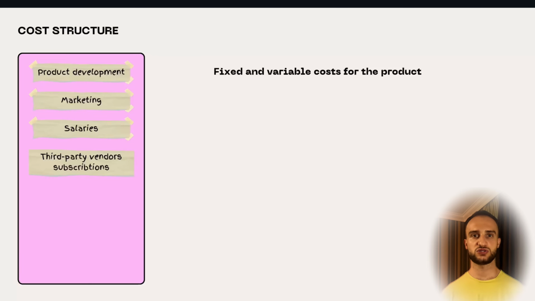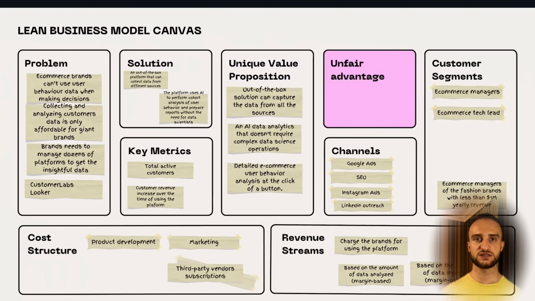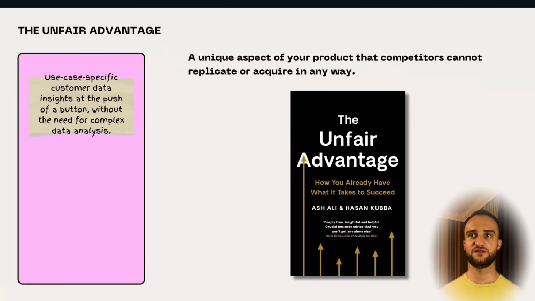So after we have cost structure defined, let's finalize our business model with Unfair Advantage. And we can talk a lot about Unfair Advantage, but I do not want to make this video very long. I would recommend you to read the book The Unfair Advantage. It will provide you more in-depth information about the concept of an unfair advantage.